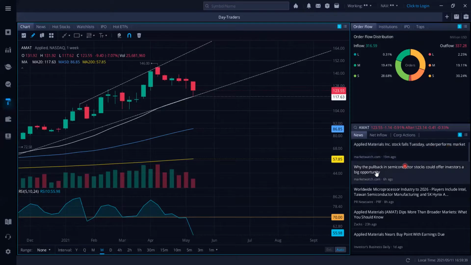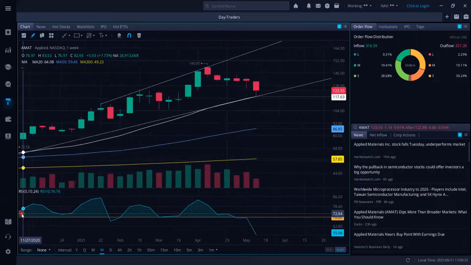Falls Tuesday, underperforms market. See, I keep my news right here, by the way, guys. See my news right here? It's for this stock. Everything I put in here is attached to this. While the pullback in semiconductor stocks could offer investors a big opportunity, worldwide microprocessor industry to 2026, players include Intel, Taiwan Semiconductor Manufacturing, and SK Hynix. Dips more than broader markets, what you should know. So it seems like it's dipping more than the market, and that's likely because of this, right?